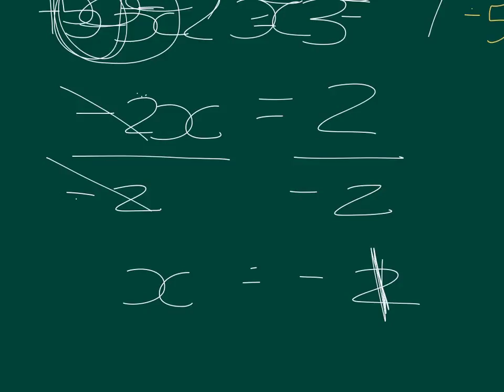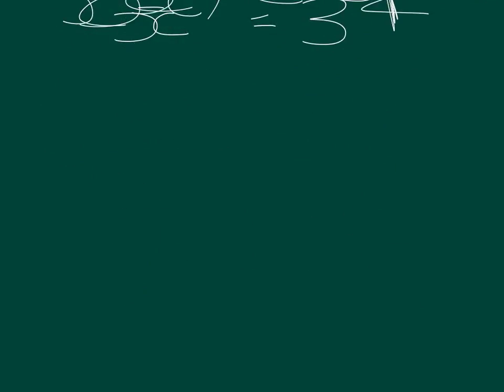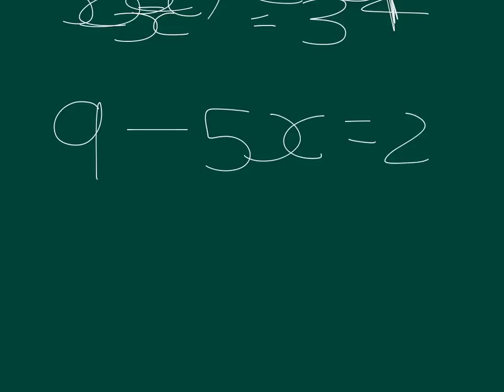I think I'm going to do one more with you just so that you can understand it. Okay, let's move this up again. Let me choose one that works well. Let's go 9 take 5x is equal to 24. All right, so we look at our variable. What is our variable here? It's 9. Okay, we've got a positive 9, so we say take 9, take 9.